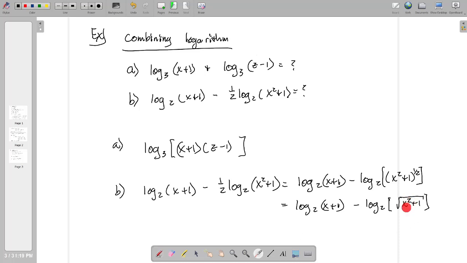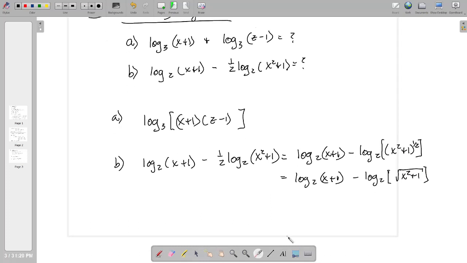Now this does not simplify. You cannot distribute this 1/2 over a sum, which means that we take the square root of the entire sum, not each one individually. Right? Now we're ready to deal with this subtraction here. We have log base 2 of x plus 1, log base 2 of the square root of x squared plus 1. We have the same base, which means we can actually combine these.